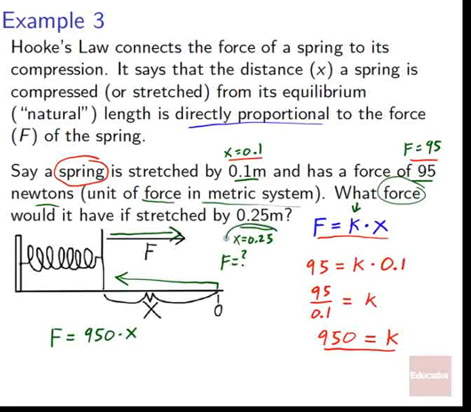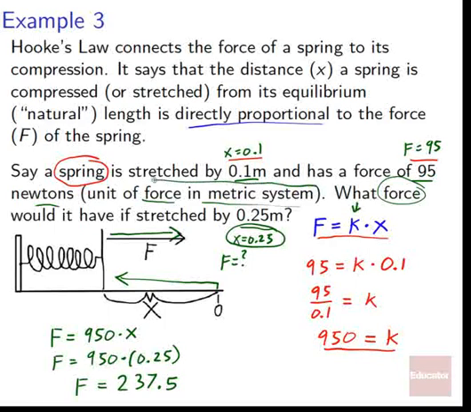So what is the x that we have for the second half of the question? X equals 0.25. So F equals 950 times 0.25. We plug that into a calculator, and 1/4 of 950 is 237.5. What's the units that we're using? We were told that the unit of force in the metric system is the newton. So it's 237.5 newtons. And there's our answer.